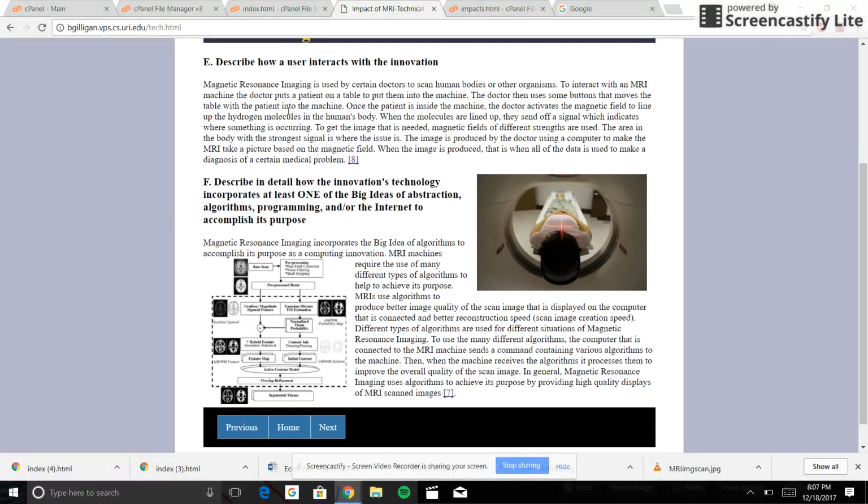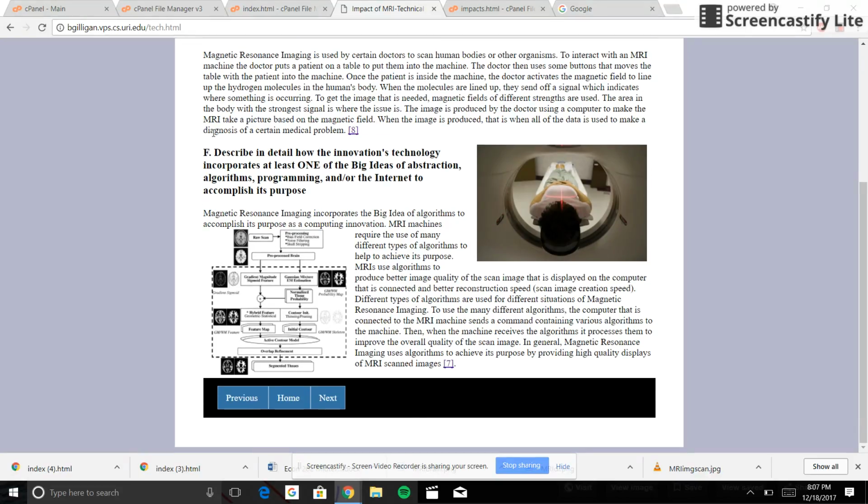People interact with MRIs by the doctor using some buttons that move the table with the patient into the machine. Once the patient is inside the machine, the doctor activates the magnetic field to line up the hydrogen molecules in the human's body. When the molecules are lined up, they send off a signal which indicates where something is occurring. To get the image that is needed, magnetic fields of different strengths are used. The area in the body with the strongest signal is where the issue is, and that's how the image is produced. Here's an image of someone going inside an MRI machine, as I discussed previously.